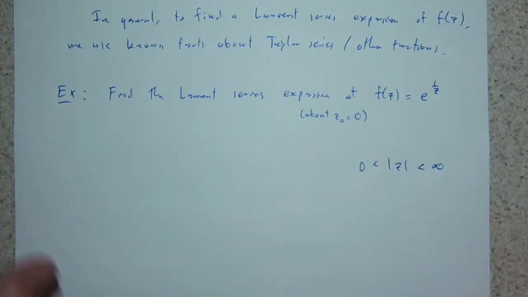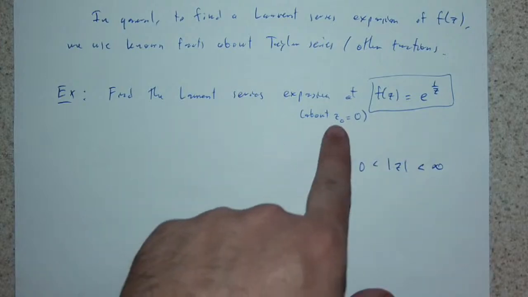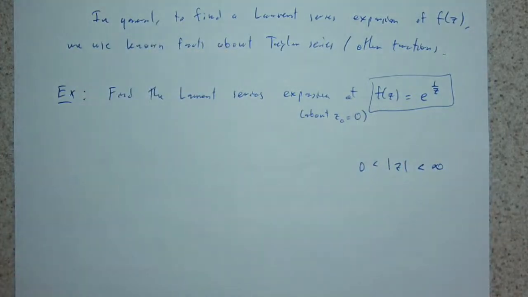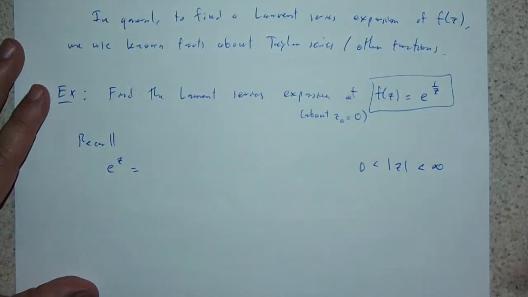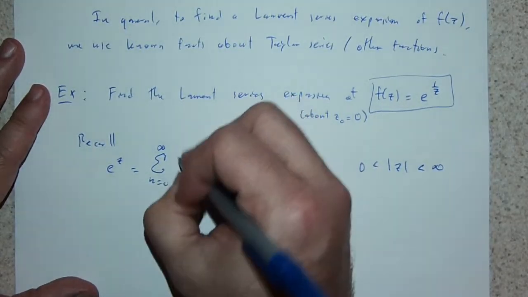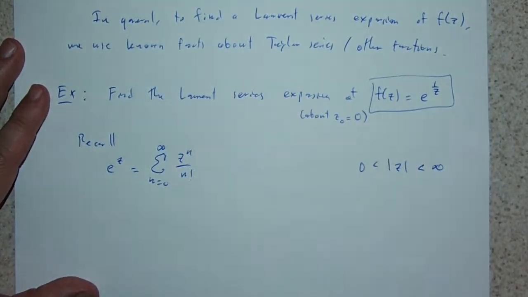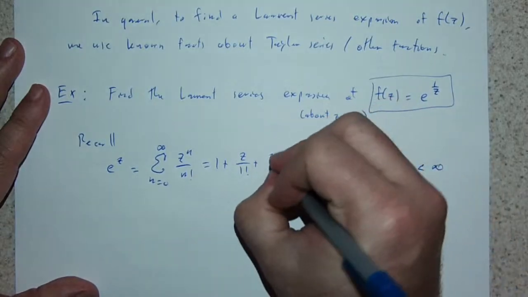Now, how do I find the Laurent series for this thing? I'm not going to write out contour integrals, like I said. That's the hint. What I want to do is use the Taylor series expansion, or in this case, since we're expanding about z naught equals 0, I'm going to use the Maclaurin series for e to the z, and then just replace z with 1 over z. So recall, e to the z has our favorite Maclaurin series expansion. e to the z is the sum from n equals 0 to infinity of z to the n over n factorial, which I can write out as 1 plus z over 1 factorial plus z squared over 2 factorial, and so on.